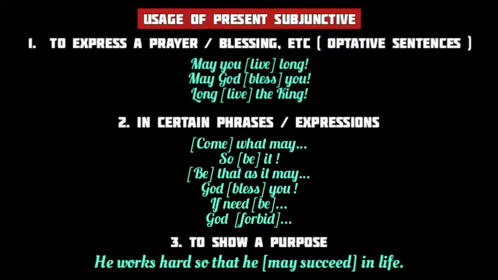Moreover, the subjunctive mood is also used in certain phrases and expressions. For example, in come what may, the verb come is in subjunctive mood. In the expression so be it, the verb be is in the subjunctive mood. Similarly, the verbs in the other phrases or expressions on your screen also have the present subjunctive mood, as they express a wish or a prayer or an imagination, etc.